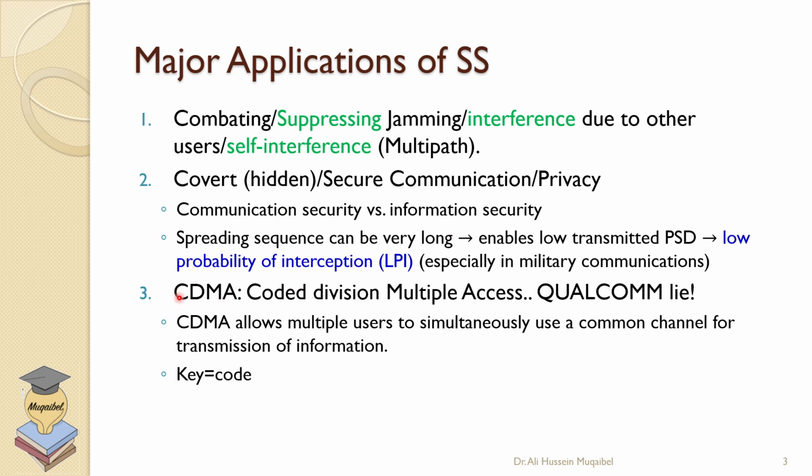An example of that is CDMA, code division multiple access. We have time division multiple access, frequency division multiple access, and now we have code division multiple access, CDMA. If you go back in communication history, you find that it was proposed as a solution for mobile future communication, but it did not fly, and that's called the Qualcomm lie.